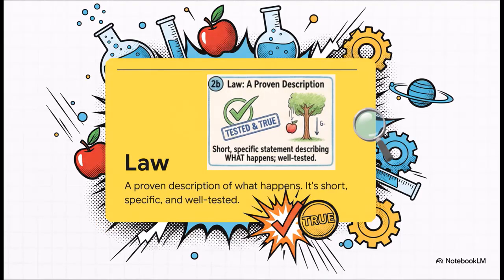Next up is a law, and this is completely different. A law doesn't explain why something happens, but it describes what happens, perfectly every single time. It's like a rule in a game that never, ever changes. Like the law of gravity. What goes up must come down. It's tested, and it's true.